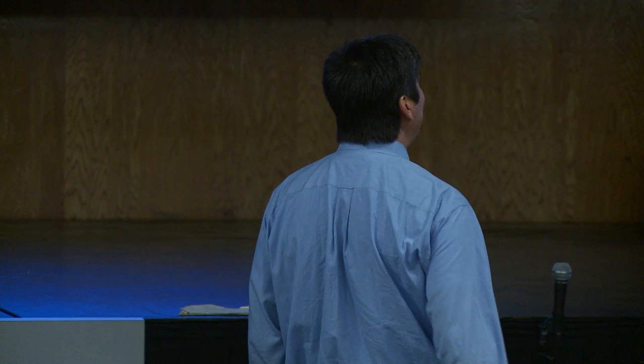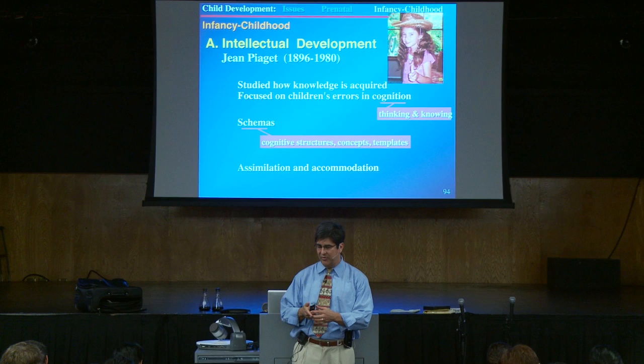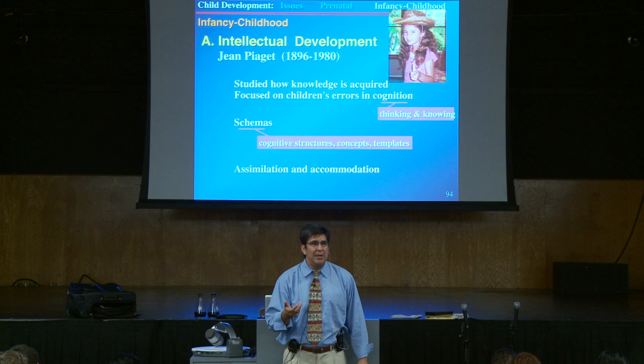So he began to study something called schemas, for example. A schema is a cognitive structure or a template that we all use at times to, for example, navigate through the world or to understand things. And Piaget began to study how children use schemas to help them understand the world. So a baby might have a schema initially about how a parent responds, and you can see an infant do this, for example.